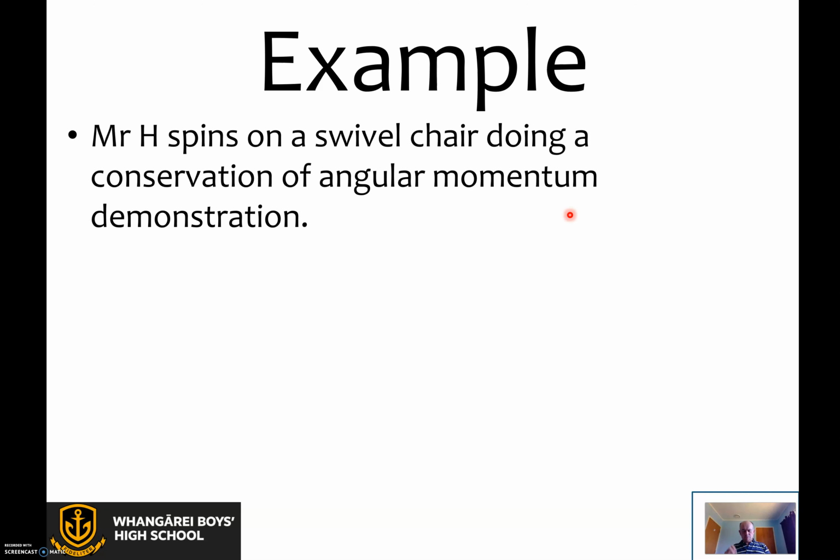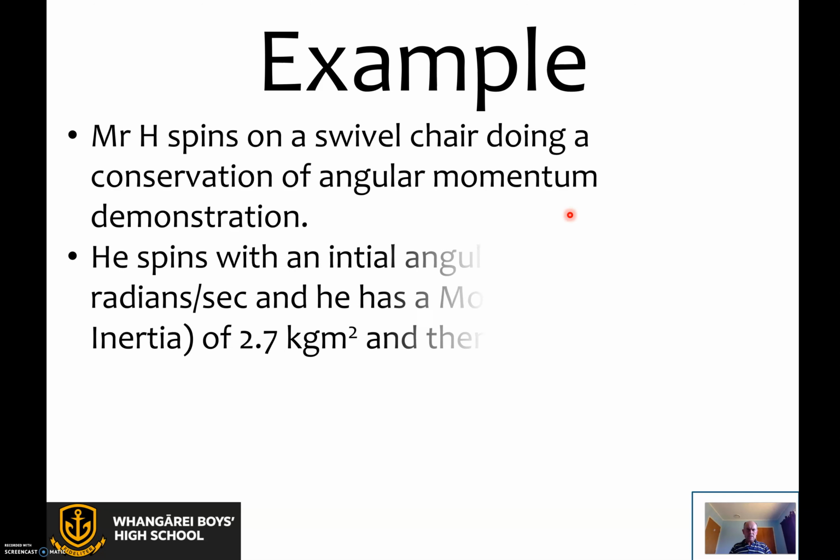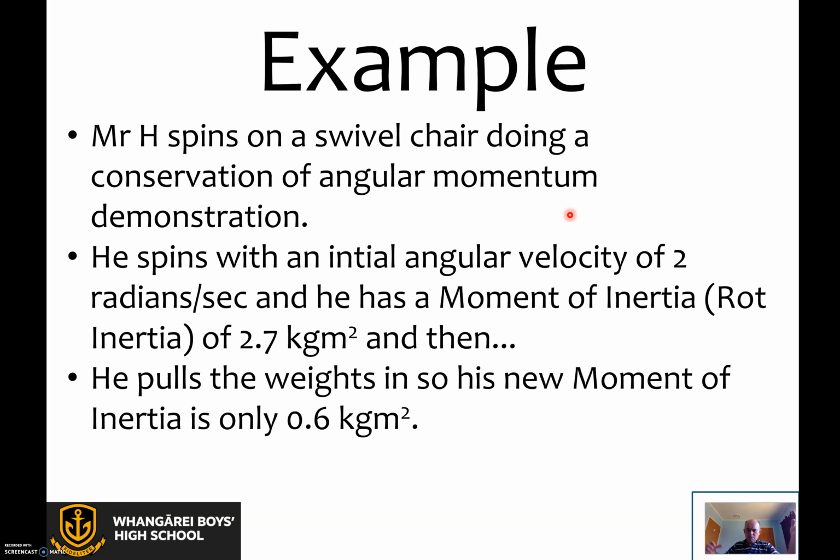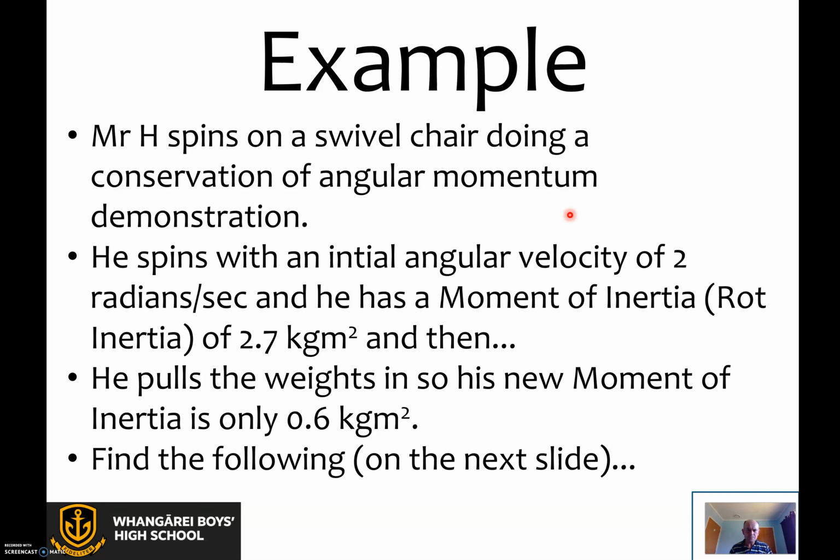Here's an example. I'd like to go back to the spinning chair that I did in the classroom, and also I've got a YouTube clip of that which I might put in the Google Classroom too. So I spin on a swivel chair with two big heavy masses, pull them in and spin faster. So, a little example here: I spin with an initial angular velocity of 2 radians per second. I have a moment of inertia, that's the rotational inertia, of 2.7 kg square meters. Then I pull the weights in, so the new moment of inertia is only 0.6, squeeze up small.